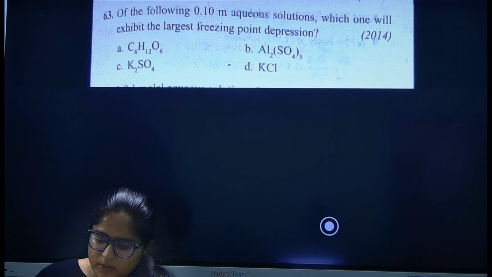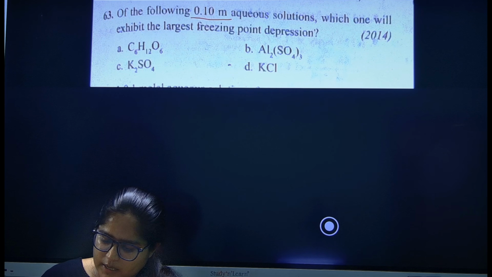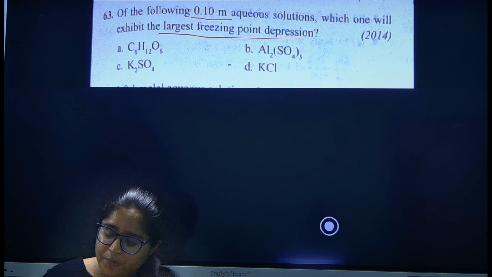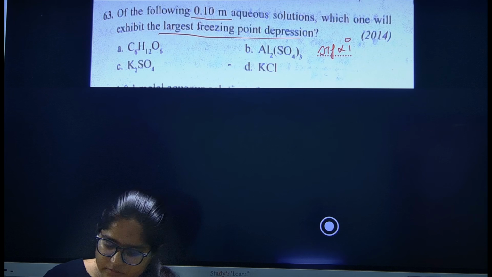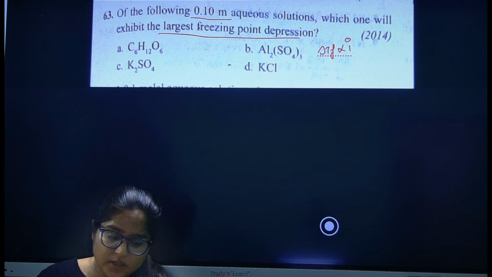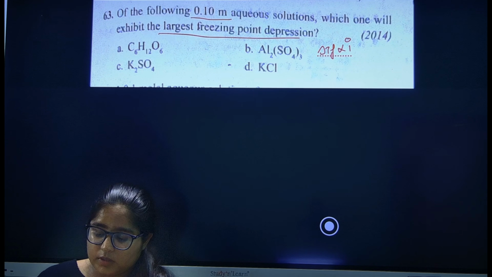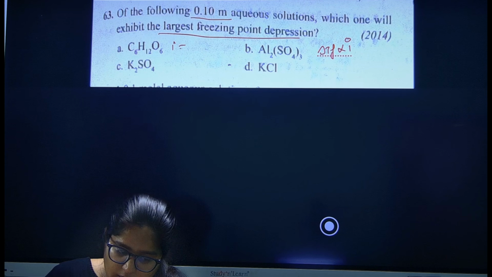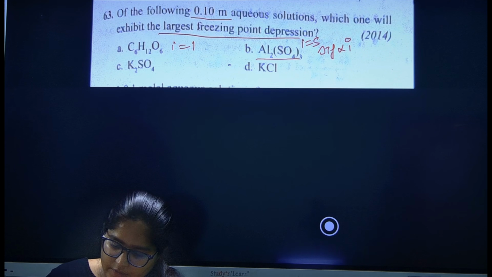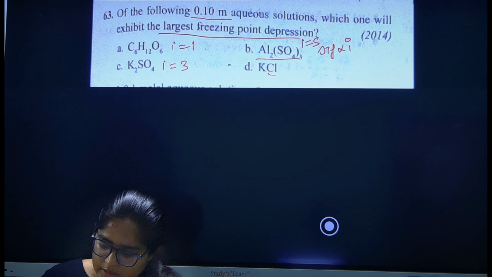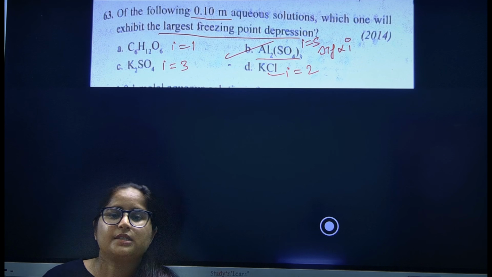Okay. Next, question number 63. Which of the following 0.1 molar aqueous solutions will exhibit the largest freezing point depression? Concentration is the same, so delta Tf will be directly proportional to i. They are asking freezing point depression. Here i is 1, here i is 5, here i is 3 and here i is 2. Option number B is the right option.